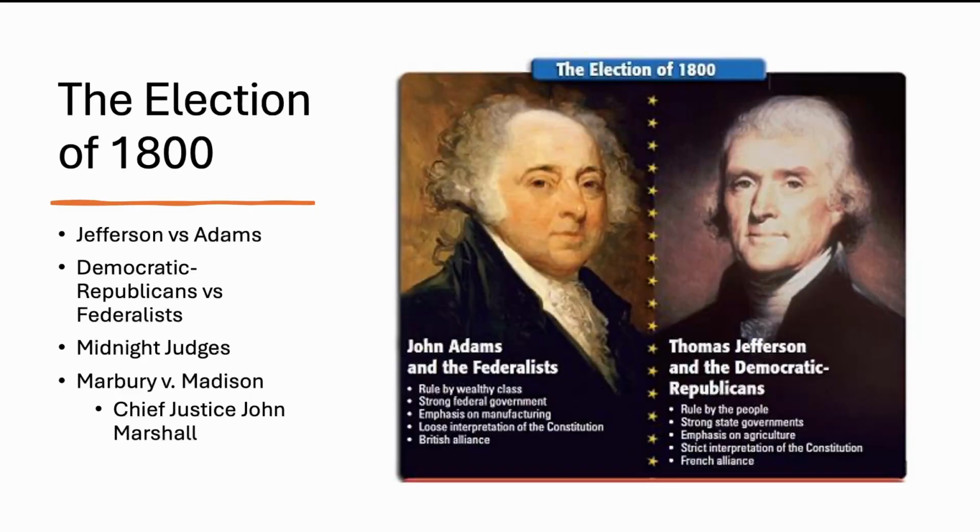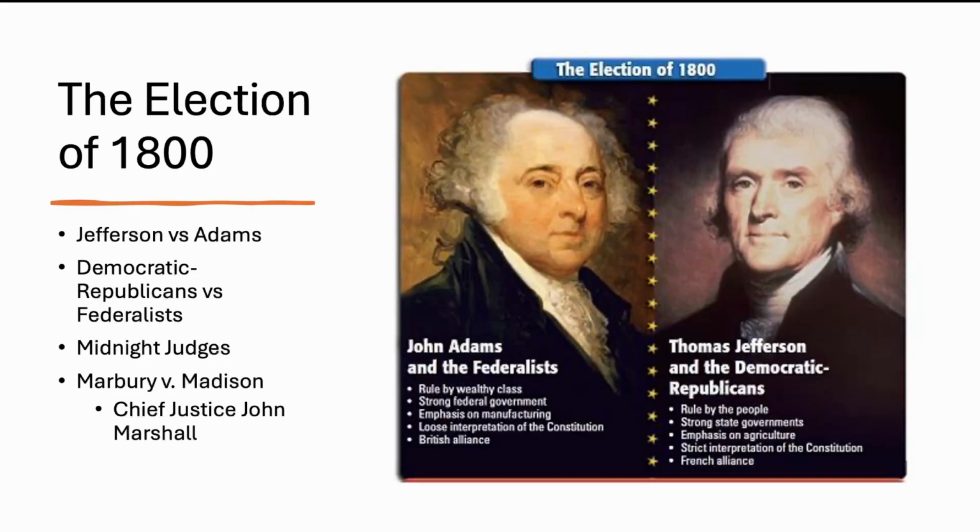With this being said, we have two important things: midnight judges and Marbury versus Madison. Right before Jefferson actually takes office, we have the outgoing President Adams, who appoints a wave of what's called midnight judges to keep the Federalist influence alive. And Jefferson's Secretary of State, James Madison, shelves some of these appointments, so not all of them get sent.